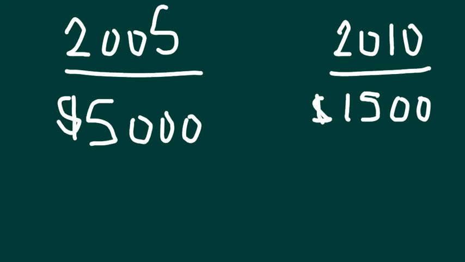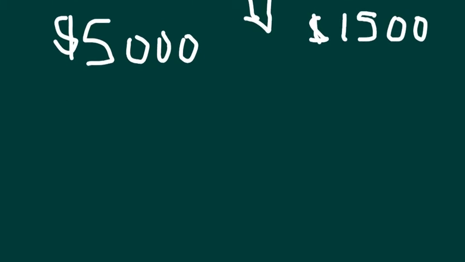Now this is typical when we deal with cars because cars are known to depreciate over time in value. Most of them, unless it's an antique car, that's different. Okay. So obviously the value went down. So this is called a decrease. All right, so how do we find the percent of decrease?